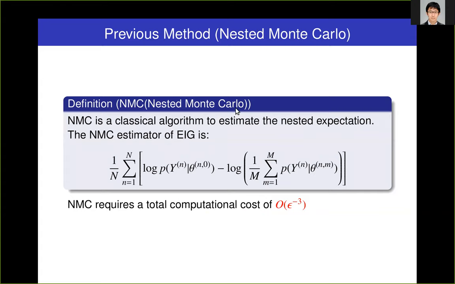NMC, nested Monte Carlo, is a classical algorithm to estimate the nested expectation. Here is the estimator of EIG using nested Monte Carlo. First, we have to take n samples for outer expectation, and then m samples for inner expectation. So the number of total samples is n times m. And we have to take a large number of samples to estimate U with high accuracy. In previous research, it is known that NMC requires a total computational cost of the order epsilon to the minus 3 with optimized m and n. m is square root of n. The aim of our study is to improve this total computational cost using MLMC, Multilevel Monte Carlo.